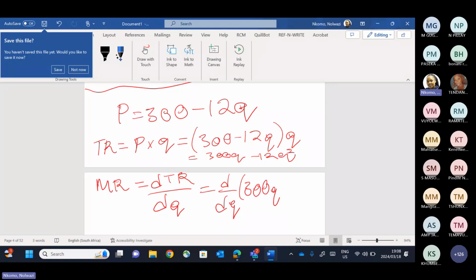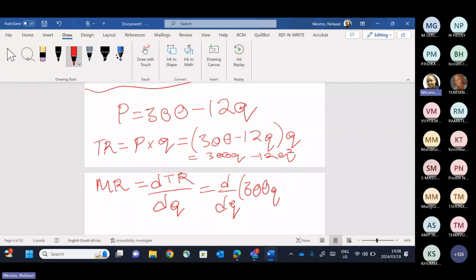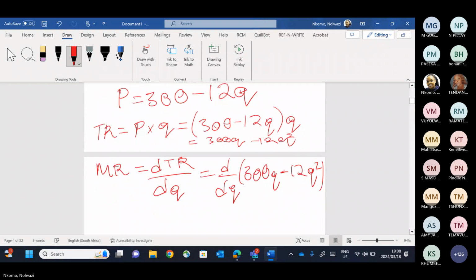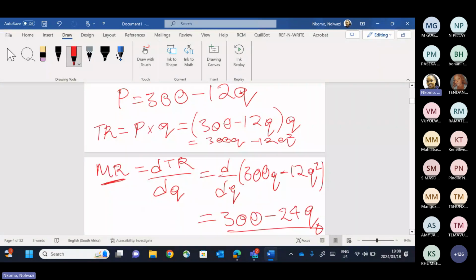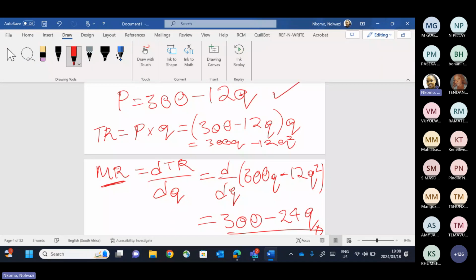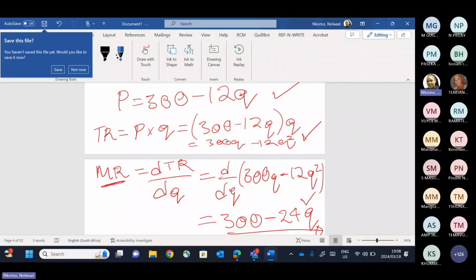Okay, we have 300 minus 12Q squared, right? And if we differentiate this, we'll find 300 minus 24Q. And this is the marginal revenue. So we have the demand function, we have the total revenue, we have the marginal revenue. What more can we find from this information, right?